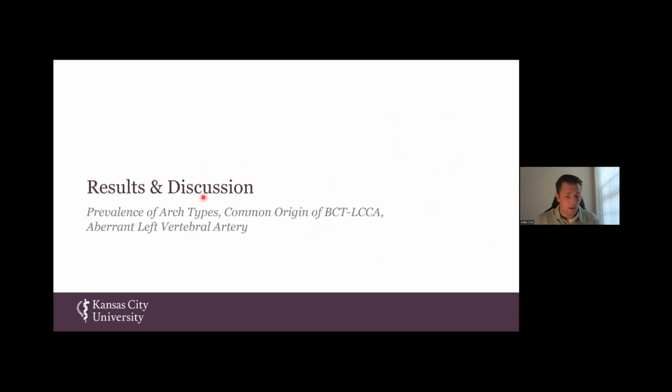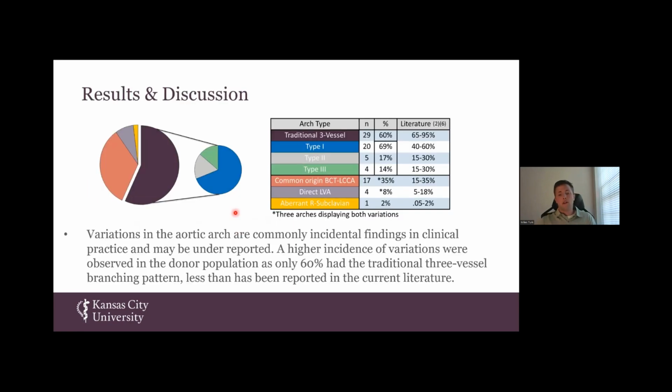So for my results and discussion, I'm going to start by talking about the prevalence of each arch type that we found. I'm going to specifically focus on a couple of the variants, specifically the common origin and then the aberrant left vertebral artery. So 60% of our donors had the traditional 3-vessel pattern. And if you compare that to what's been reported in literature, that's slightly below the range that's been provided.